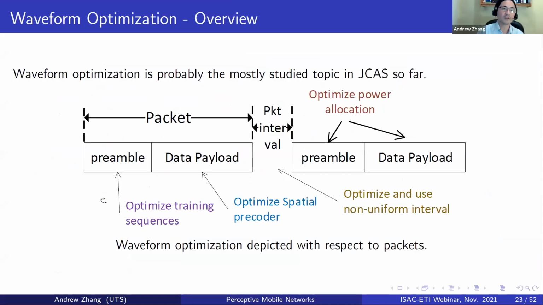Joint waveform optimization is probably the topic that has been mostly studied in JCAS so far. We have seen many optimization ideas. For example, we can optimize the preamble by designing the training sequence. We can also optimize the data payload together with the preamble by considering, for example, their power or location and the special precoder design. We can also optimize the length of the packets or the interval between the packets so that we can achieve improved Doppler shift estimation. And we can also achieve this in other domains. We will mainly have a look at the optimization techniques in the spatial domain today.